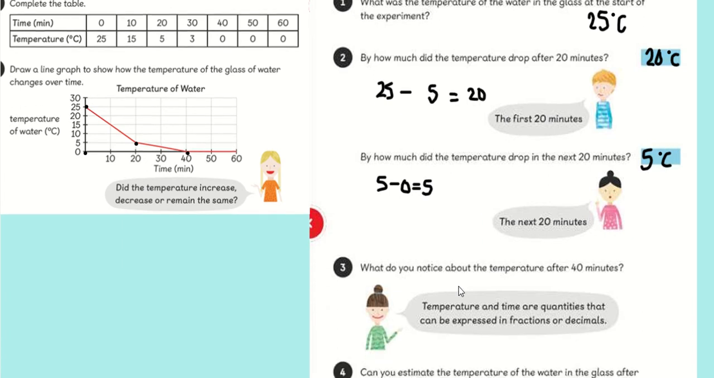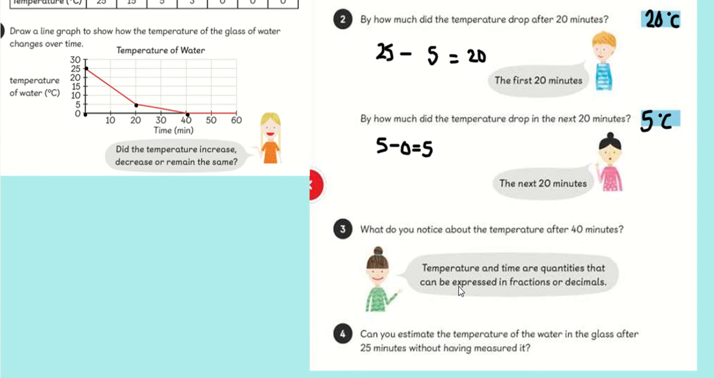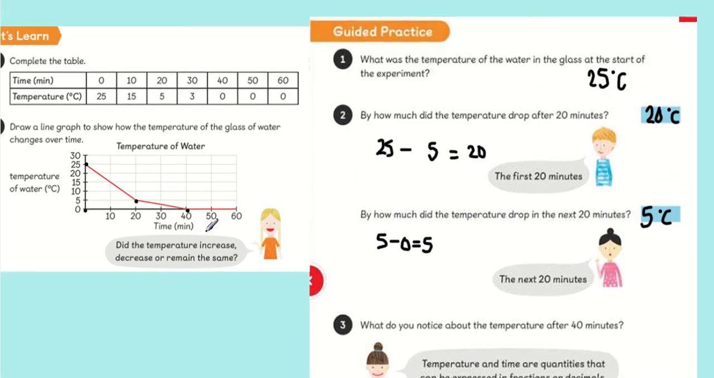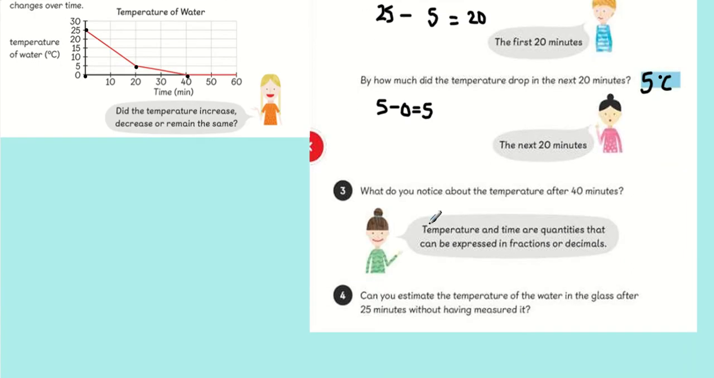Okay, question 3. What do you notice about the temperature after 40 minutes? What happens then? Does our line move? No, it stays the same. Okay, so the line stays the same, which means the temperature stays the same. So I'm going to try and write in stays. I'm going to write stays same. You will have written in something a lot better than I have. Stays same.